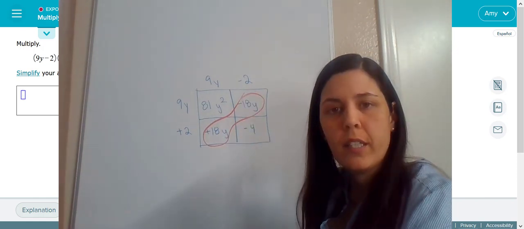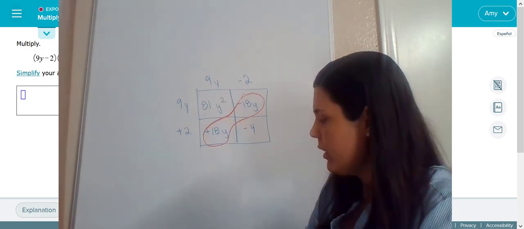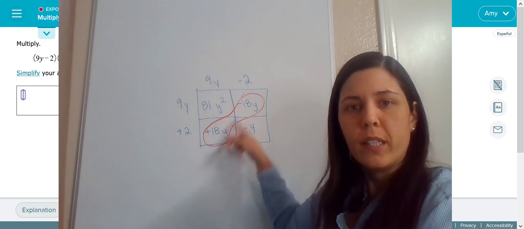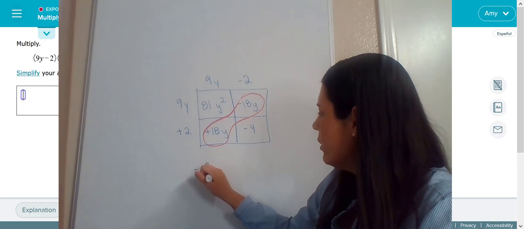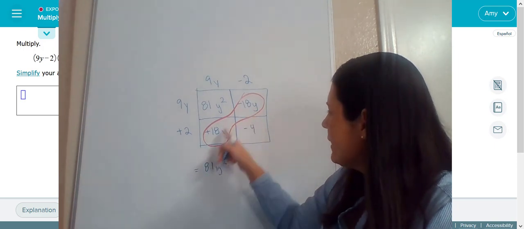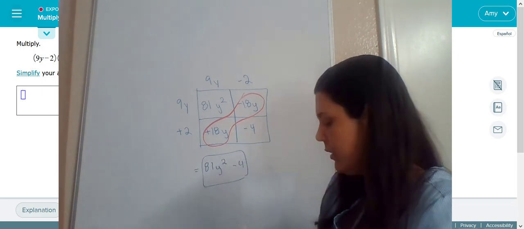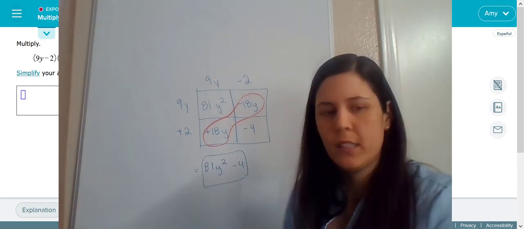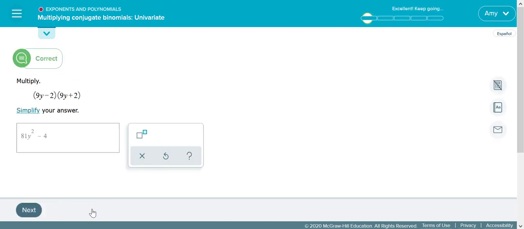Okay, so these combine. And they don't always add up to 0 if you're not working with a conjugate and a factor in its conjugate. But in this case, they add up to 0 again, these like terms. So I take what's in my box, and that's my answer. 81y squared. This adds up to 0, so I'm not going to write that. Minus 4. And that's it. Okay. So let's type that in. We have 81y squared minus 4. Okay. And check. And there it is. And so we're starting our progress.